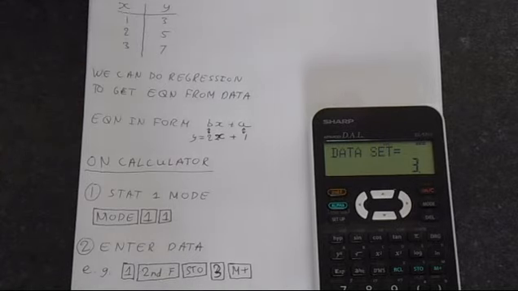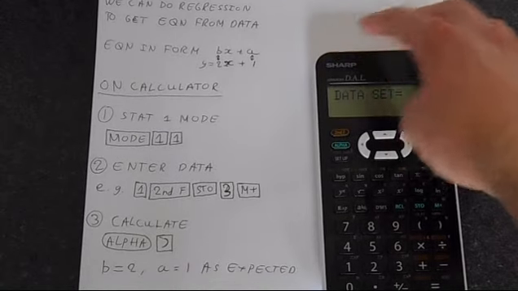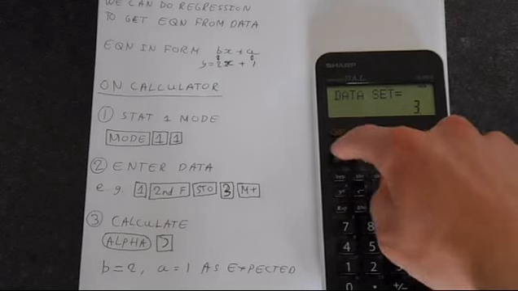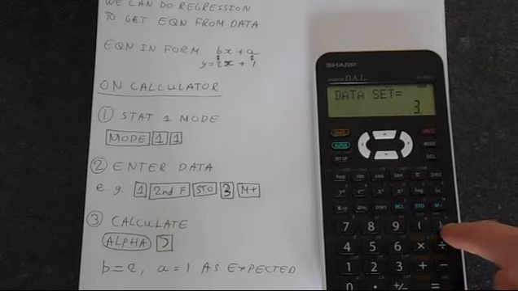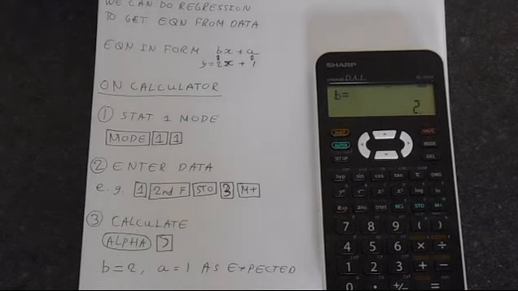Now we're going to actually do the calculation, and to do this we need to access the statistics functions, which you get through this alpha button. So we're going to do alpha, and then the closed bracket gets us b, and then you press equals and you get 2 as we expected.